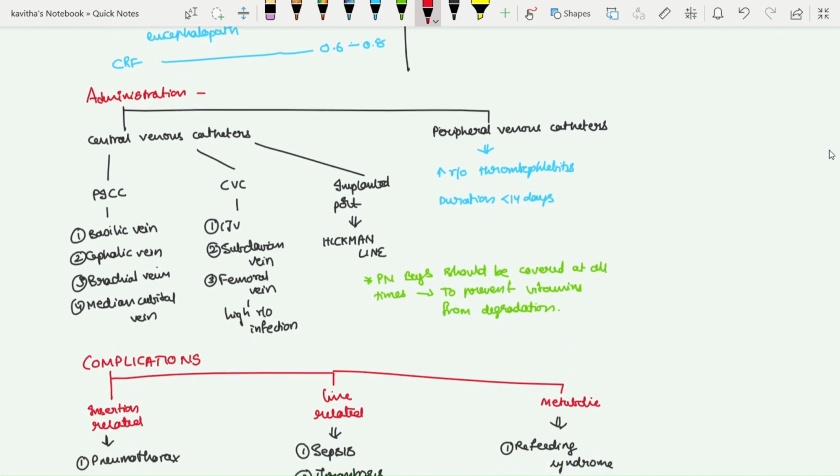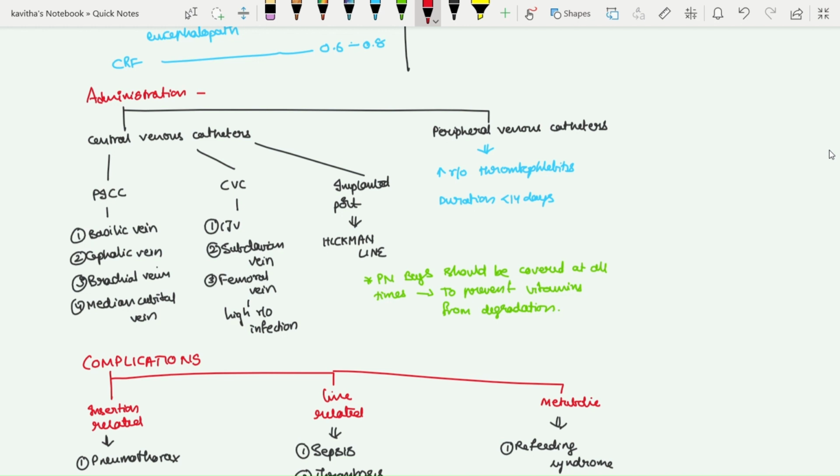Next, administration. There are two routes: one is central venous catheter, another one is peripheral venous catheters. Central venous catheters terminate in the superior vena cava or right atrium, and there are three ways: peripherally inserted central catheter, central venous catheter, and an implanted port.